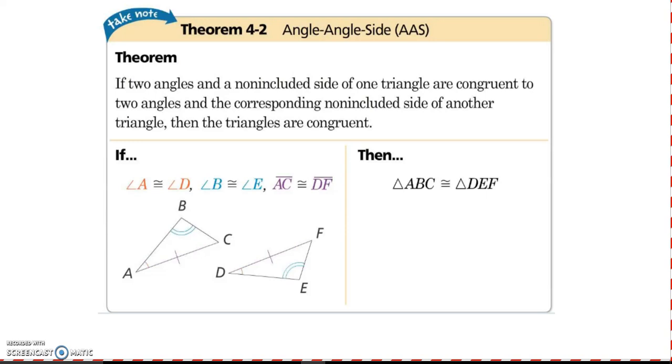Okay, and new one. Angle, angle, side. So, if two angles and a non-included side of one triangle are congruent to the two angles and the corresponding non-included side of another triangle, then they are congruent. So in this one, I have two angles and not this side, not that side, but a non-included side. And over here, it's the same thing, angle, angle, side.